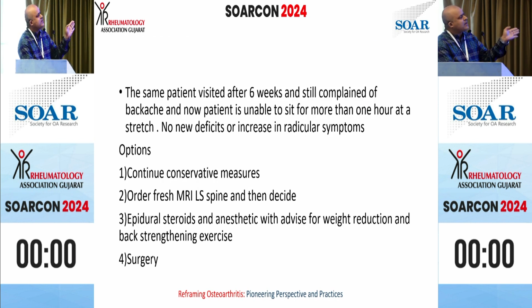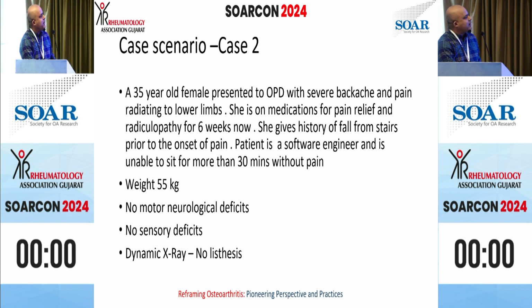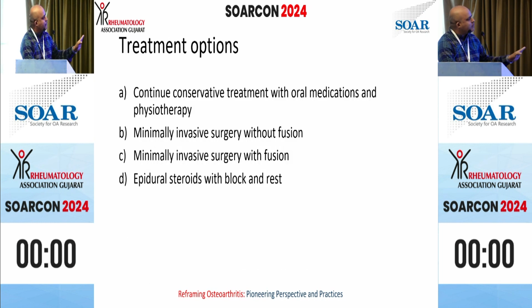The same patient visited after 6 weeks, still complaining of a backache, unable to sit for more than an hour at a stretch, now with no new deficits. What are the options? In this case, the best option will be epidural steroids and anesthetic, while still advising weight reduction. Now, if the patient had a violent cough with a URI, and now comes with numbness and weakness of the foot and has to strain for urine, this is cauda equina syndrome. In this case, straight away you have to admit, obtain a fresh MRI, and take for urgent surgery. So this is the evolution of a hypothetical patient, which I have put together on how to tackle the patient. I'll just skip the rest because of lack of time.